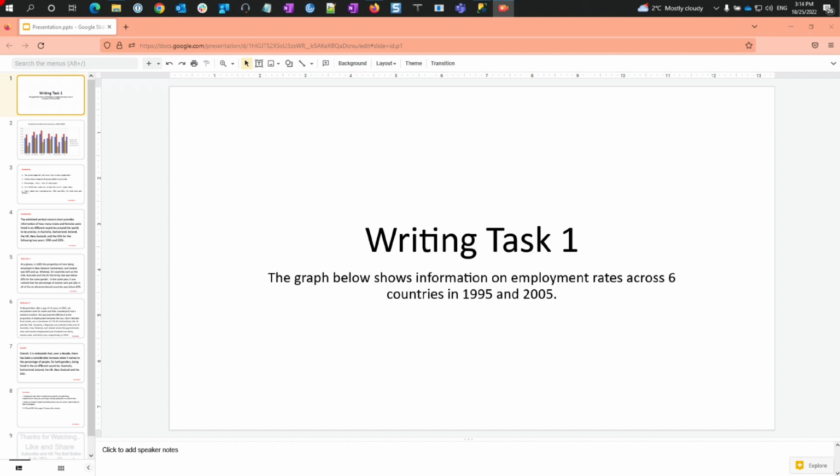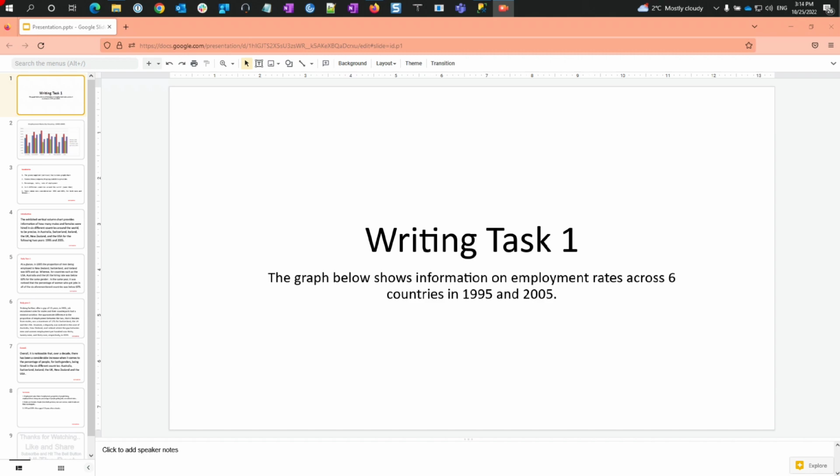So this is the graph, and you can see the employment rates by country at the top. Then the years are also mentioned. And also they have given you the color coding for what it stands for. So if it is blue, it will be male in the year 1995. If it's red, it is male in the year 2005. For female in the year 1995, it's green, and purple is for female in 2005.